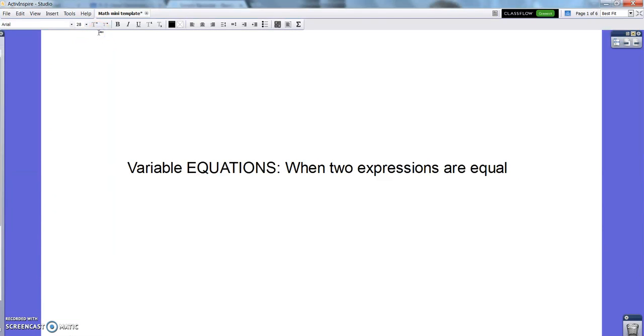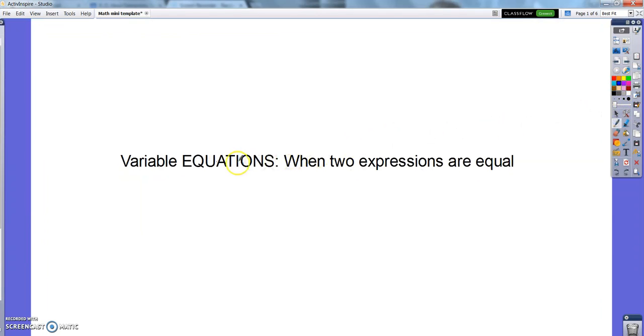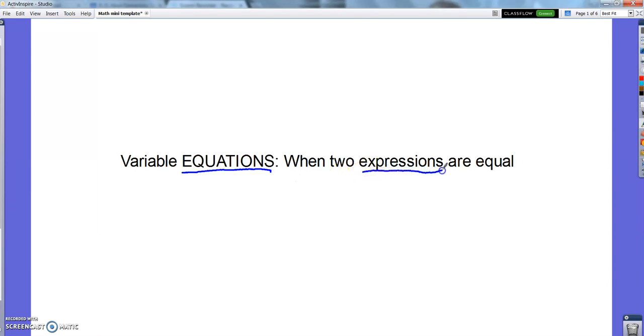Hello there, Advanced Math. We've been talking about expressions for a long time now, and we're going to transition our way to talking about equations. So today's going to be our day we talk about both. So next page is variable equations, which are when two expressions are equal to each other. So please write this as your title for the next day. Once you have done so, close your math notebook, unpause, and concentrate with me.